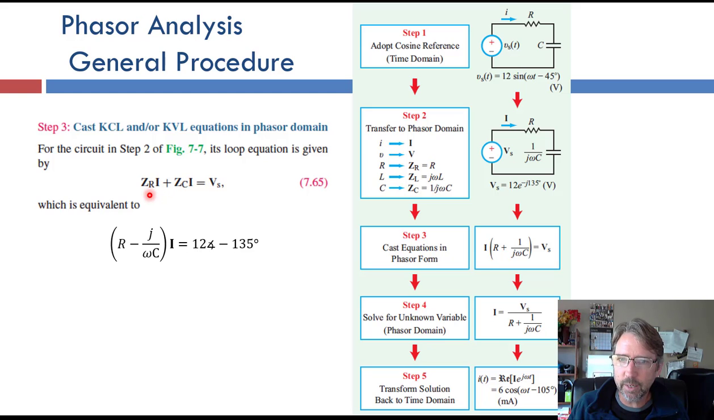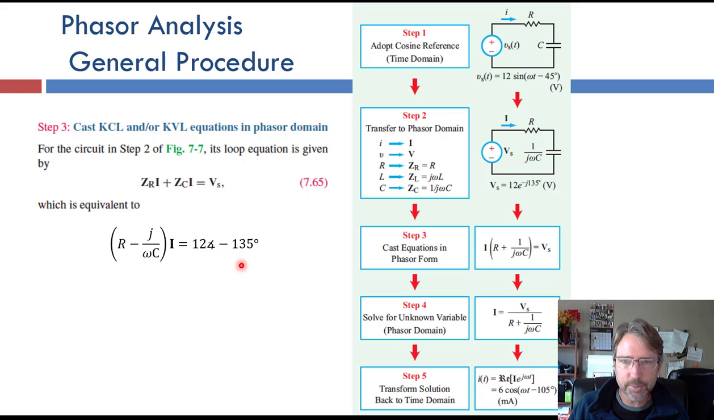And then Ohm's law is now V equals IZ. So the impedance of the resistor times the current plus the impedance of the capacitor times the current equals the voltage. So just what it would be if they were all resistors, but we use Z instead of R. The impedance of the resistor is just R. The impedance of the capacitor is -j over omega C times I. And then we had V from the previous step, 12 with a phase of -135.